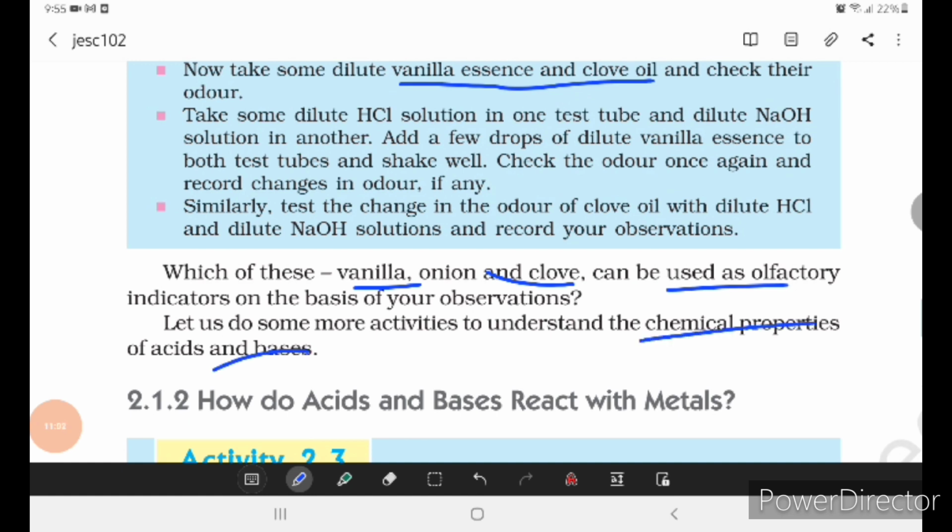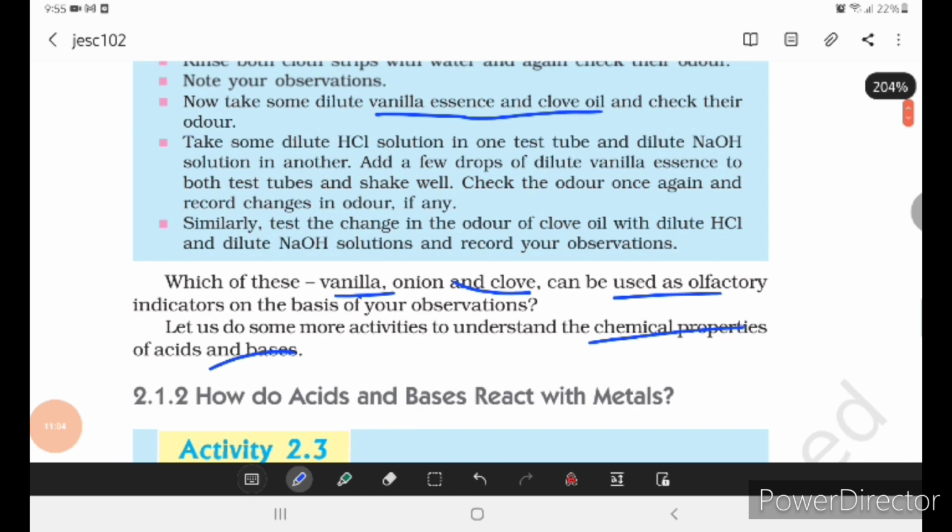Till now we have discussed how acids and bases are identified. How acids and bases react with metals, we'll deal with in the next video.